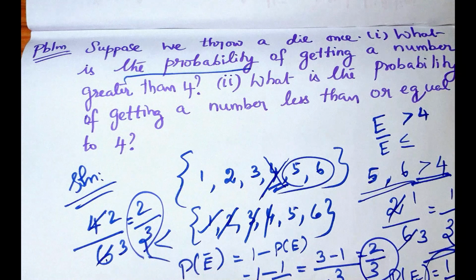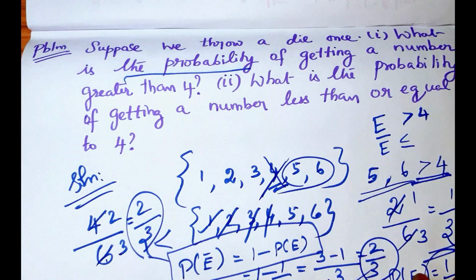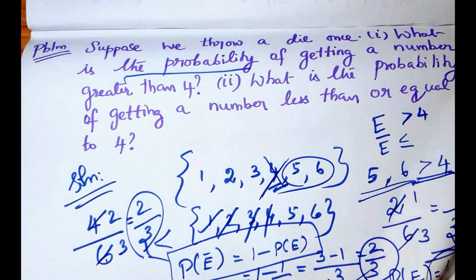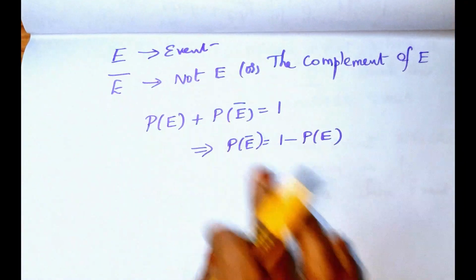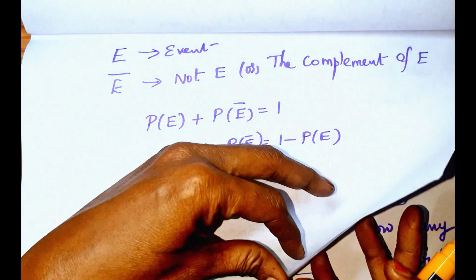After simplification we got it here, but using this formula we get the same thing. So if one is the negation of the other, we can easily find it using the formula P of E plus P of E bar is equal to 1. Clear? Moving on to the next one.